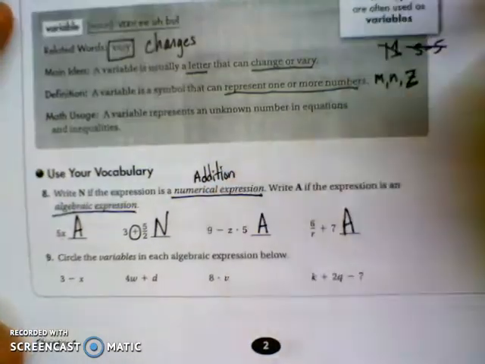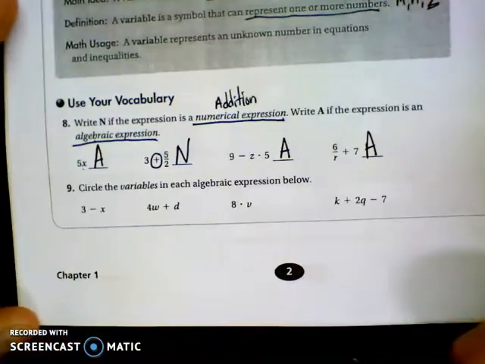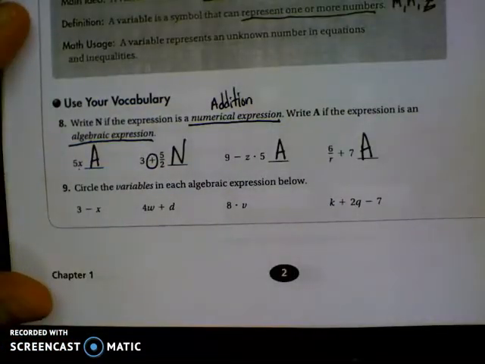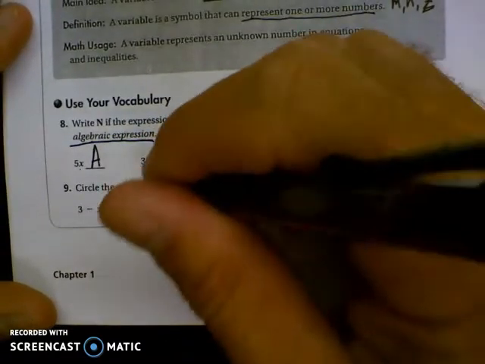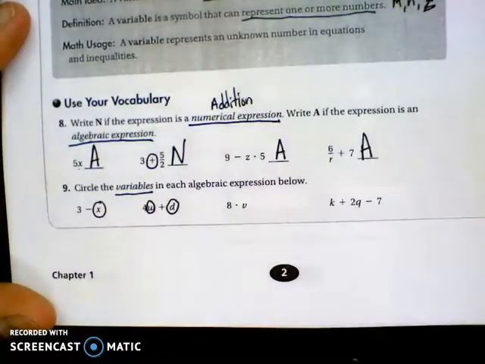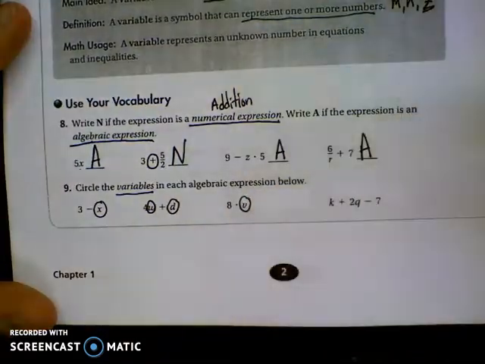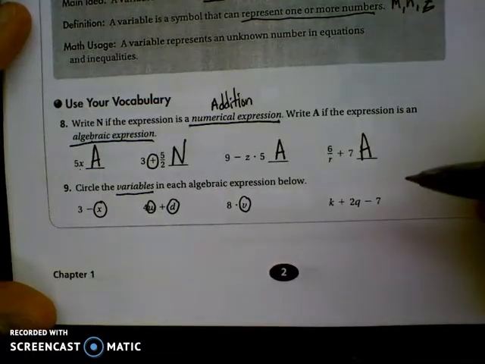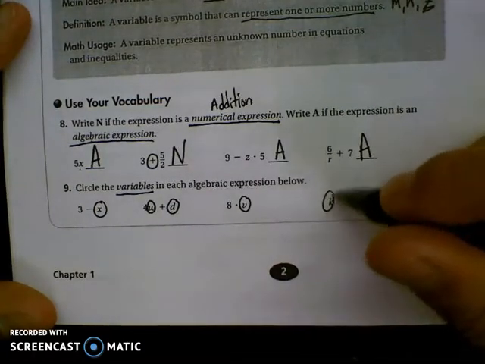Number 9, bottom of the page, circle the variables in each algebraic expression below. So these are just the variables, so the letters. So we have x, we have d, we have w, we have v, and we have k and q.